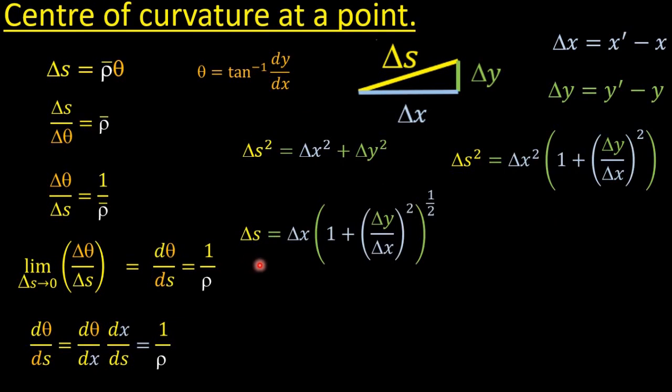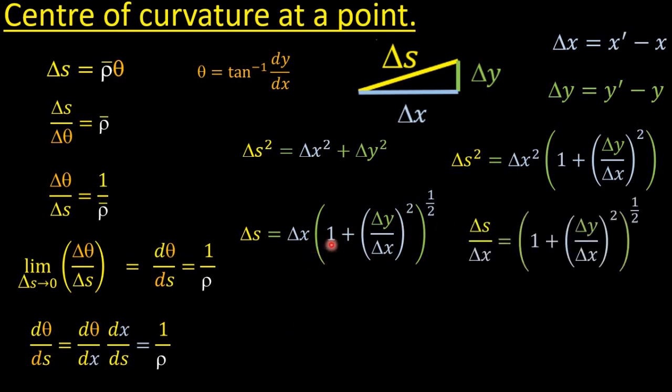So then I can rewrite that as delta s equals delta x times 1 plus delta y over delta x squared, raised to the power of a half. So all I did was square root this side, so that means I'll have to square root this term here. So I'm just going to be left with delta x, and then square root this term to be left with 1 plus delta y over delta x squared raised to the power of a half. And as you know, raising anything to the power of a half is the same thing as taking its square root. And then I can divide both sides by delta x to get this expression here.